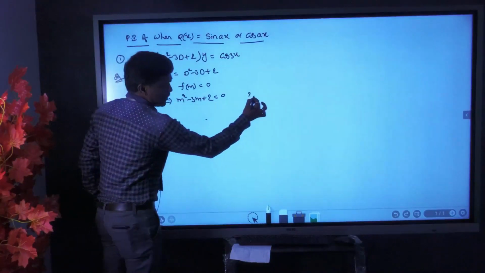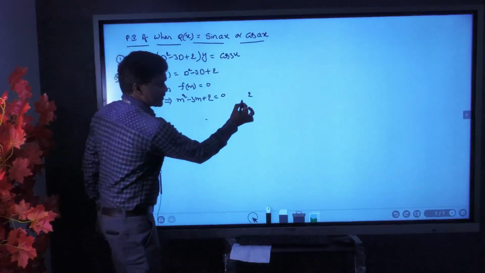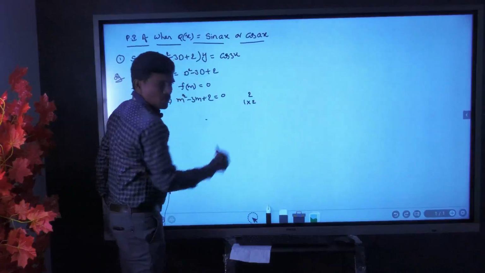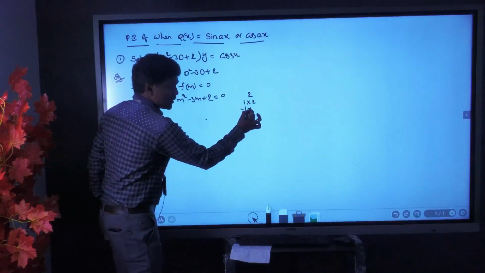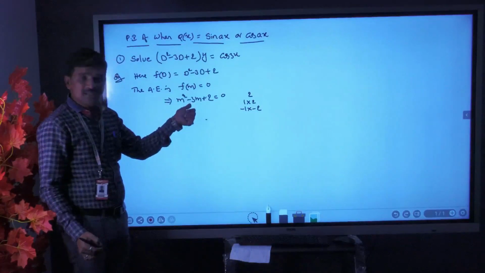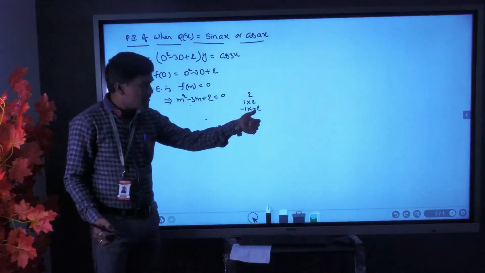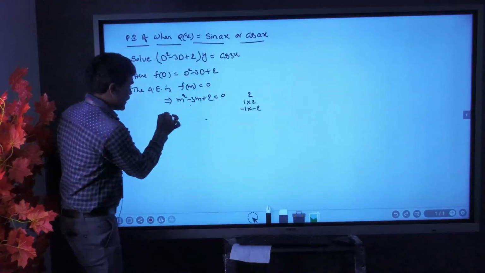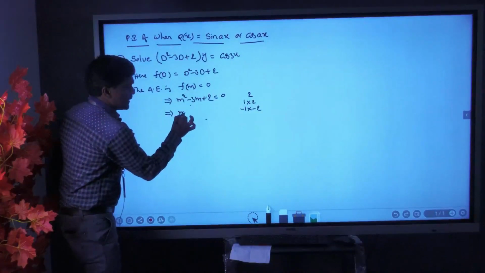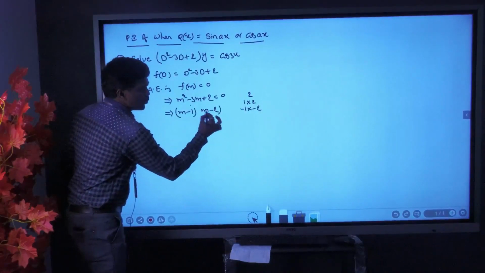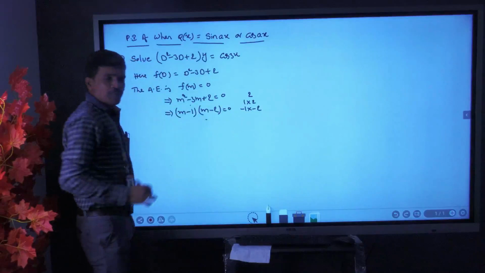Here the constant is 2. So what are the factors? 2 can be written as 1 into 2 or minus 1 into minus 2. Which is possible here? Here we have minus 3, so we use minus 1 and minus 2. Then write the factors as (m minus 1) into (m minus 2) is equal to 0.